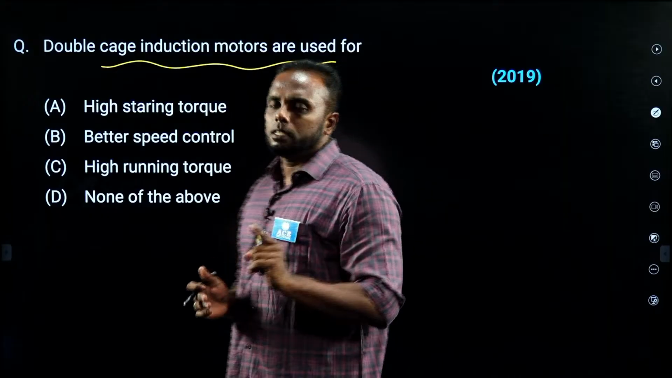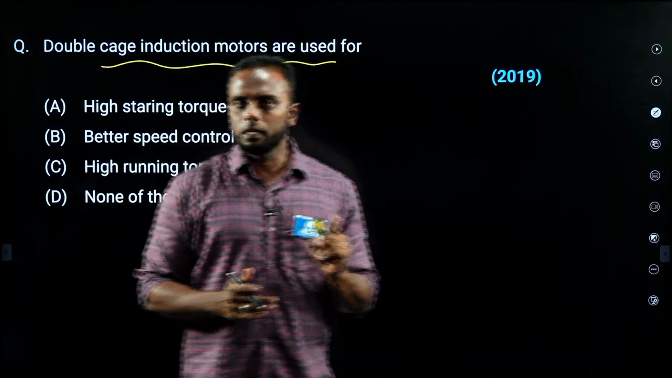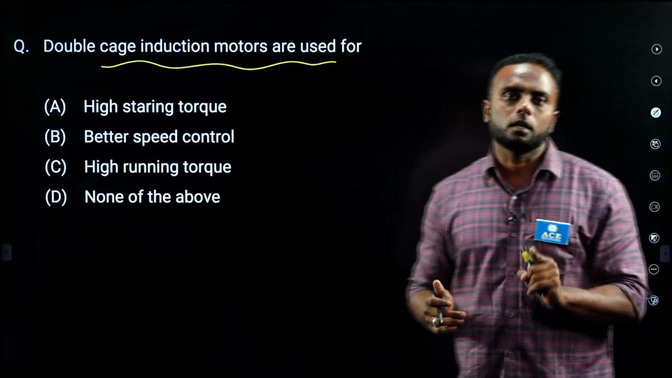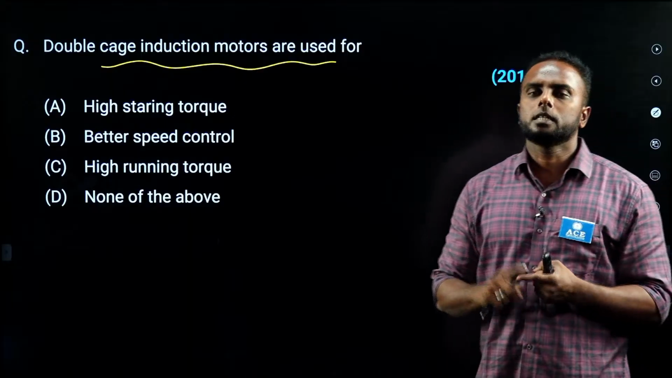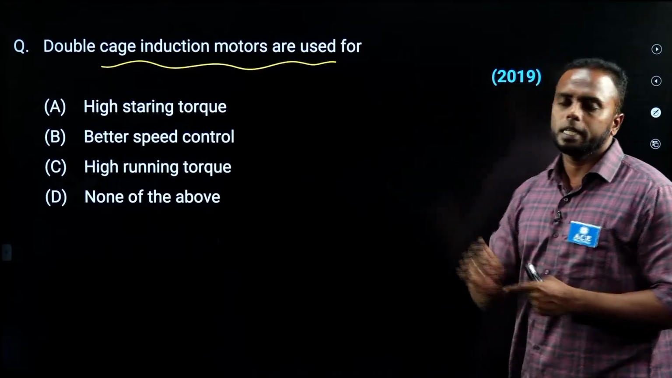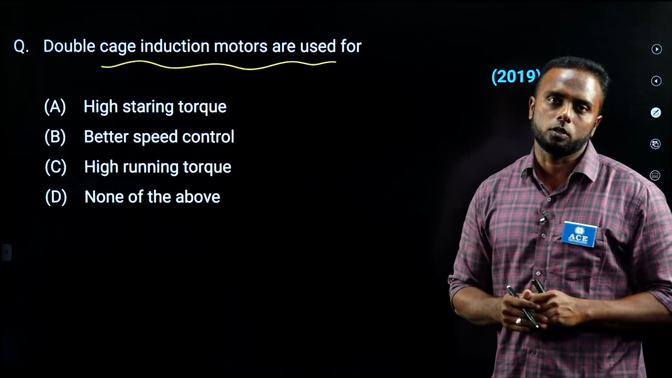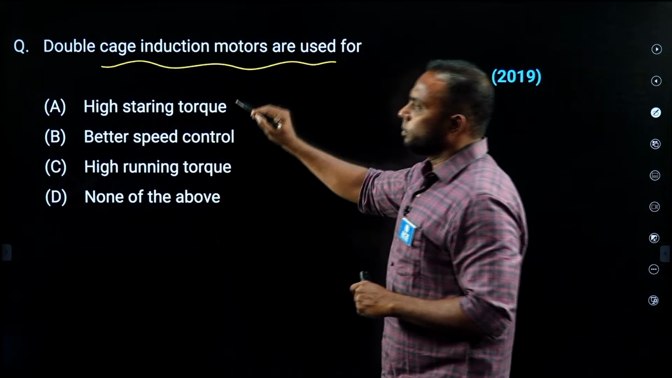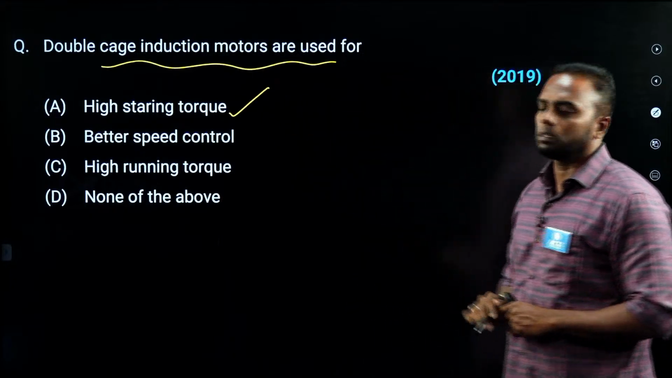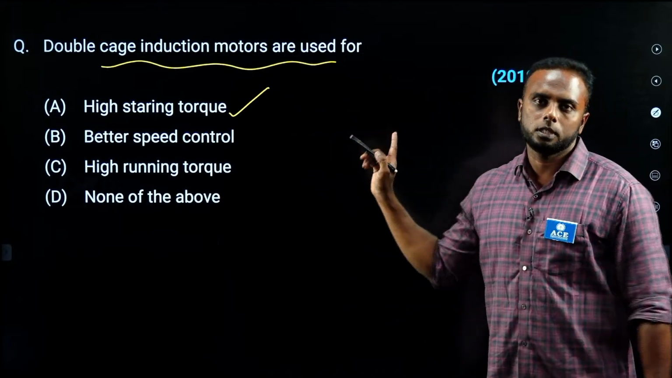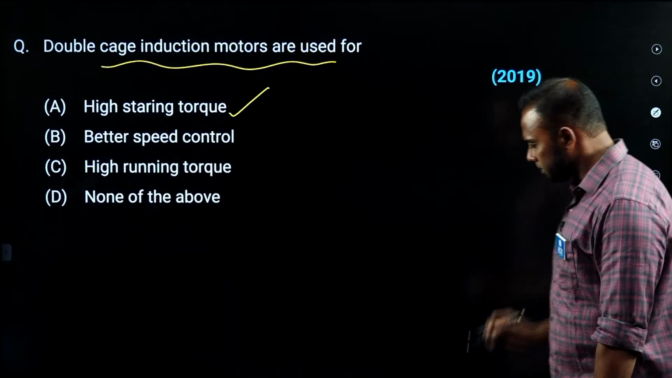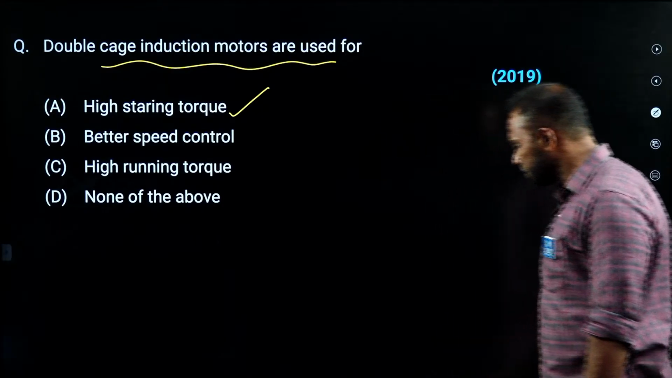But in a squirrel cage induction motor, if you want to increase starting torque, there are some methods. One of the methods is the double cage rotor and also the deep bar rotor. So this double cage rotor we use mainly to get high starting torque. It is a special rotor. Okay, next.